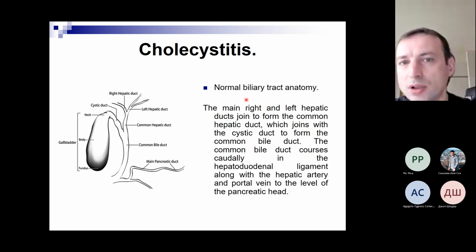The next pathology, cholecystitis. You see the normal biliary tract anatomy. The main right and left hepatic ducts join to form the common hepatic duct, which joins with the cystic duct to form the common bile duct. This common bile duct crosses caudally in the hepatoduodenal ligament along with the hepatic artery and portal vein to the level of the pancreatic head.